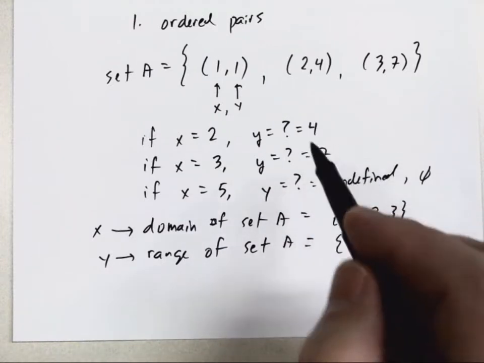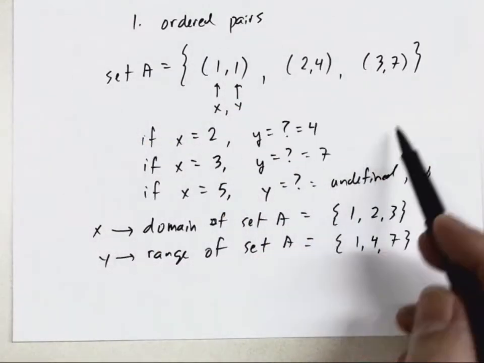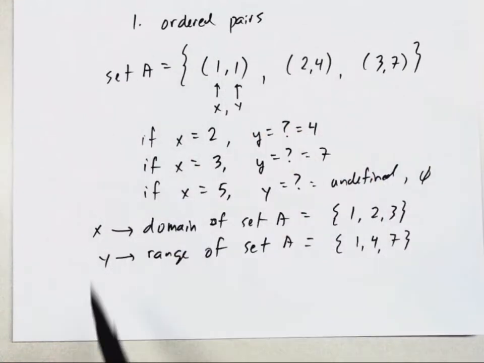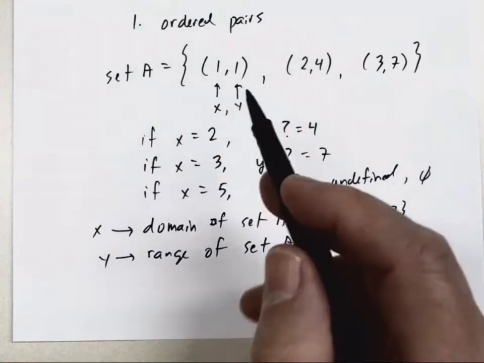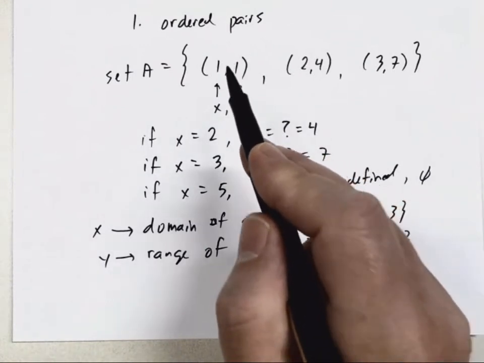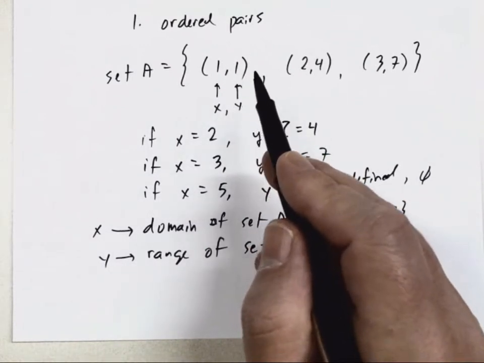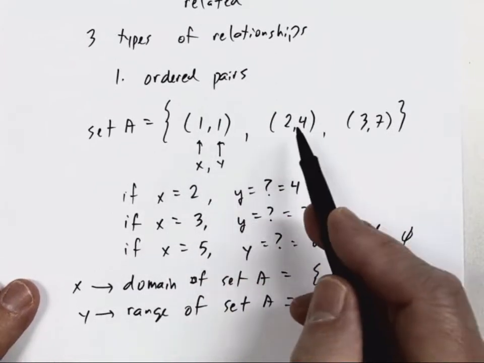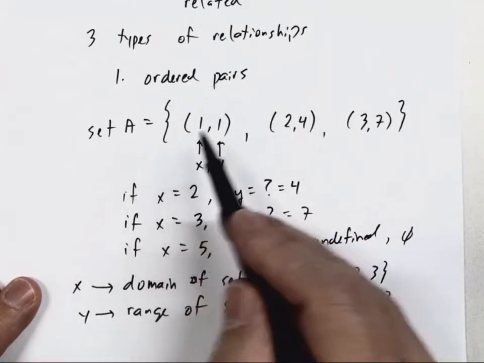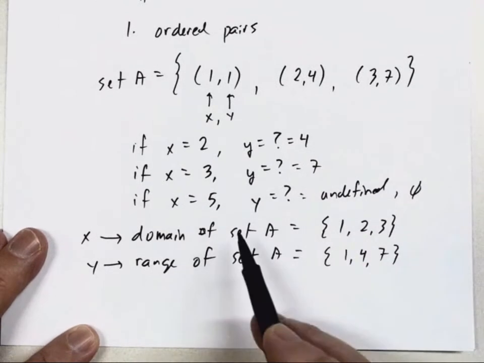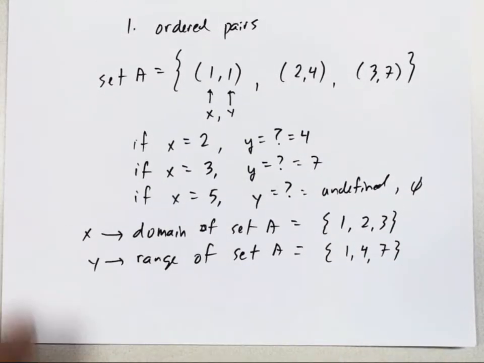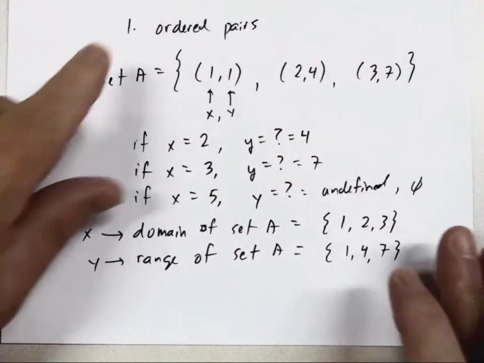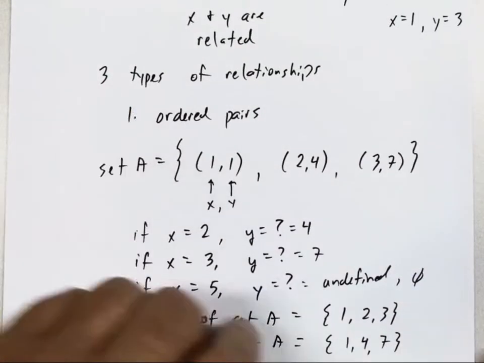So I'm telling you, in this class, we are rarely ever going to do a lot of work with ordered pairs, but it's good to get a feel for how ordered pairs are a type of relationship that tells us how x and y are related. And if you're given a set with ordered pairs in it, you can always determine the domain and range.